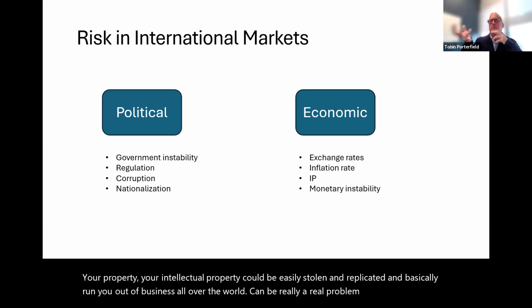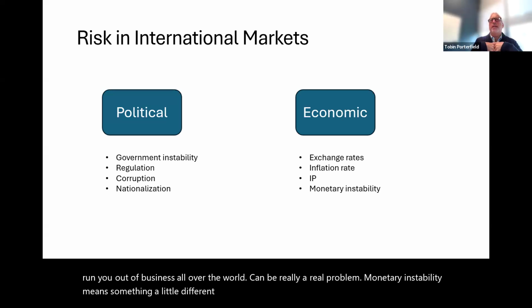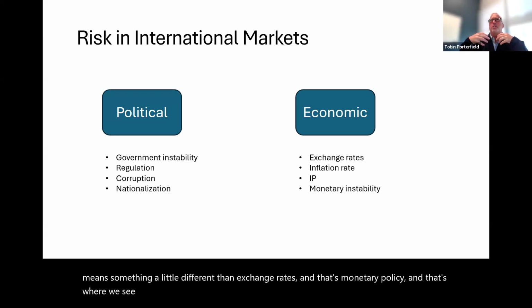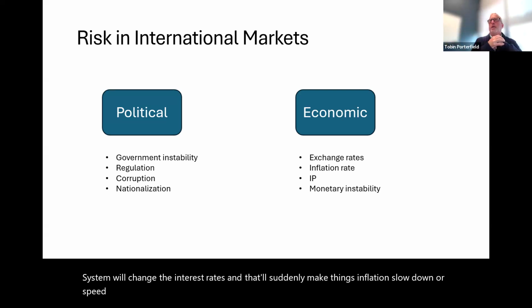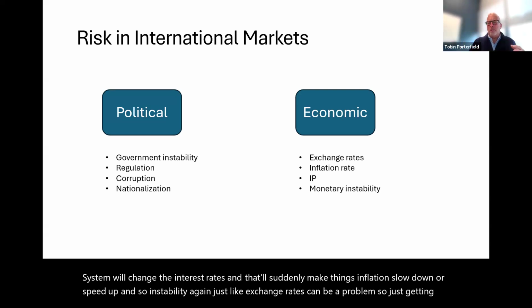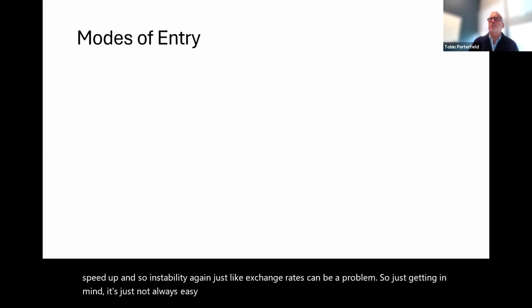Monetary instability means something a little different than exchange rates, and that's monetary policy. That's where we see here in the US, the federal banking system will change the interest rates, and that'll suddenly make inflation slow down or speed up. And so instability, again, just like exchange rates, can be a problem. So just keep in mind, it's not always easy money going to these other countries.